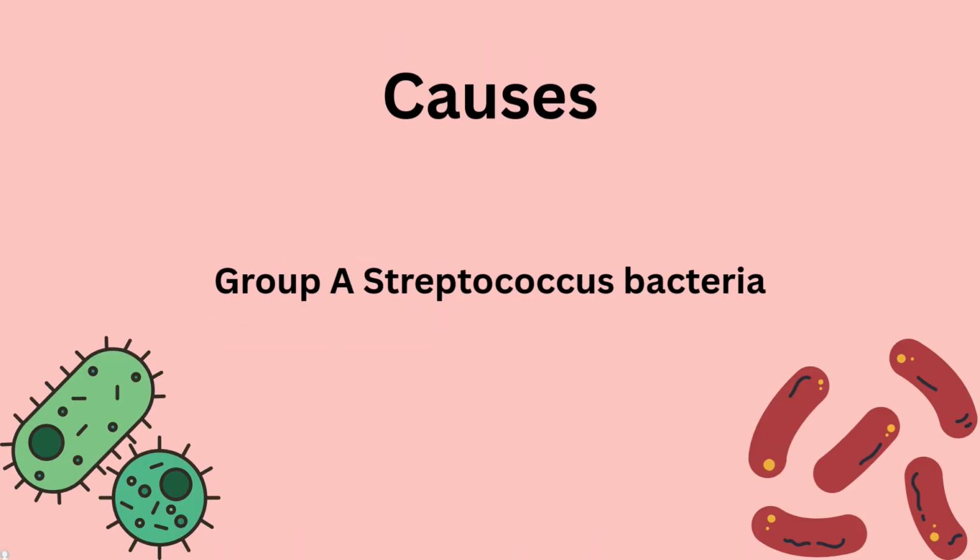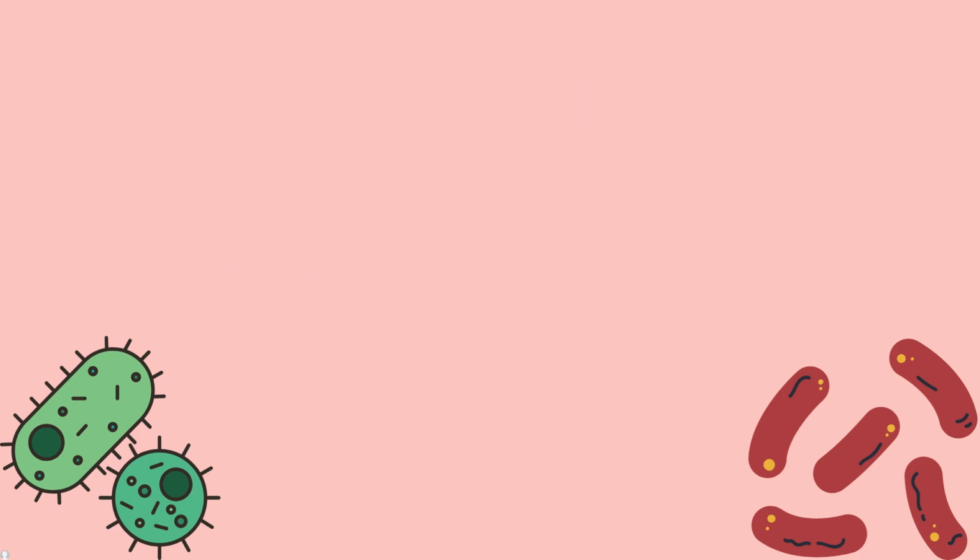Now, what is the cause behind necrotizing fasciitis? The number one cause is the group A Streptococcus bacteria. This bacteria enters the body through a break in the skin, such as cuts, scrapes, burns, or insect bites, or even puncture wounds. So this simple thing can be disastrous, because if left untreated, it can result in necrotizing fasciitis.